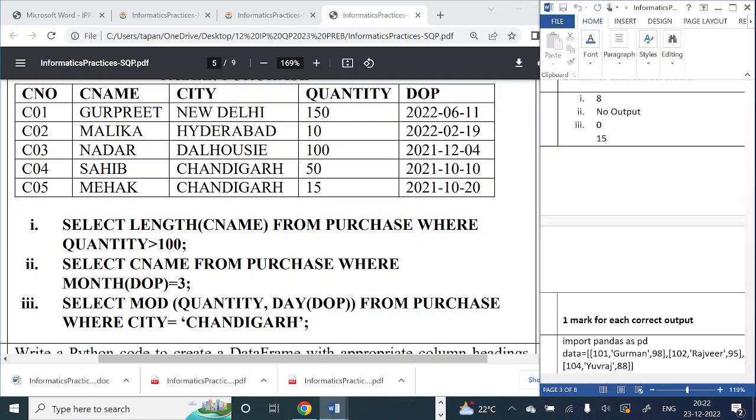I think you have understood this, how it is. See, the first Chandigarh is having quantity 50 and date is 10. So 50 when you divide by 10, remainder is 0. Mod means the remainder. The first one is 0. And the second one for Mehak Chandigarh, 15 is our quantity and day is 20. When you divide any smaller number by a greater number, then 0 is the quotient and the numerator is the remainder. So here 15 will be the remainder.